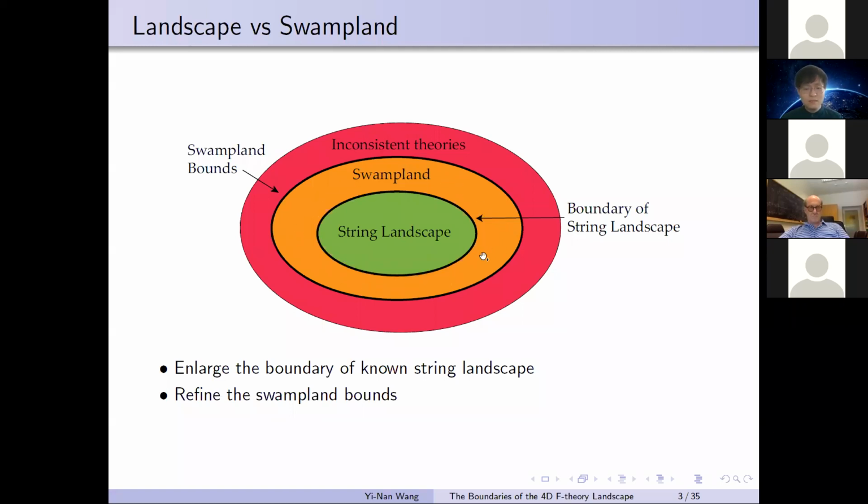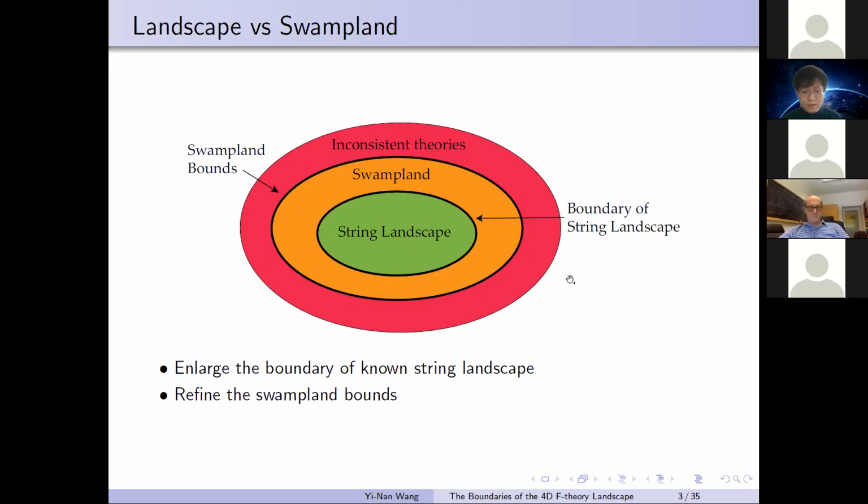Now in this set picture, we have two very important boundaries. The first one is the boundary of the string landscape, the currently known string landscape. And we also have this outer boundary, which is the swampland bound. And this is also a very important topic of this conference, of course. Then in order to progress in this picture, we can do one of the following two things. We can either try to enlarge the boundary of the currently known string landscape, or we can try to refine the swampland bound.